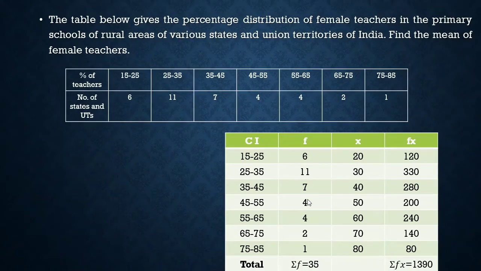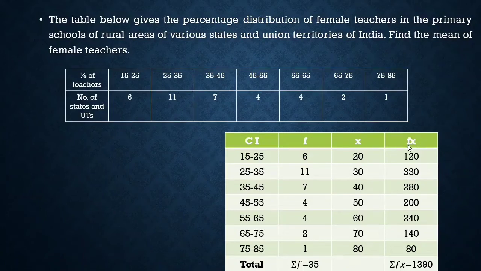So first let us find the value of summation of f, summation of our frequency. So adding them, 6 plus 11, 17, 17 plus 7, 24, 24 plus 4, 28, 28 plus 4, 32, 32 plus 2, 34, 34 plus 1, 35. So summation of f is 35.